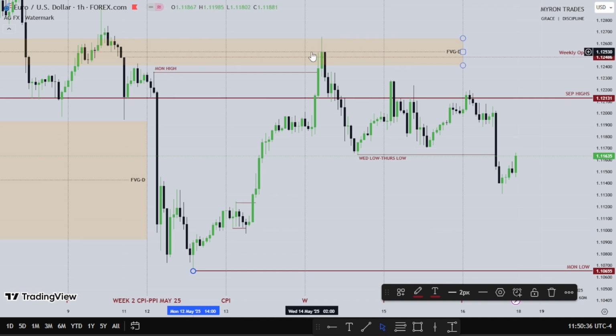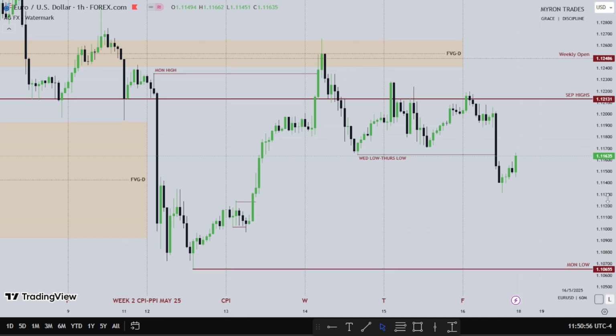trades lower. Thursday, choppy price action. Then Friday tries to go higher, found resistance from the September highs that was taken out on the daily time frame. We trade lower, taking out both Thursday's low and Wednesday's low. Then we close the week. So that's about that for the euro.